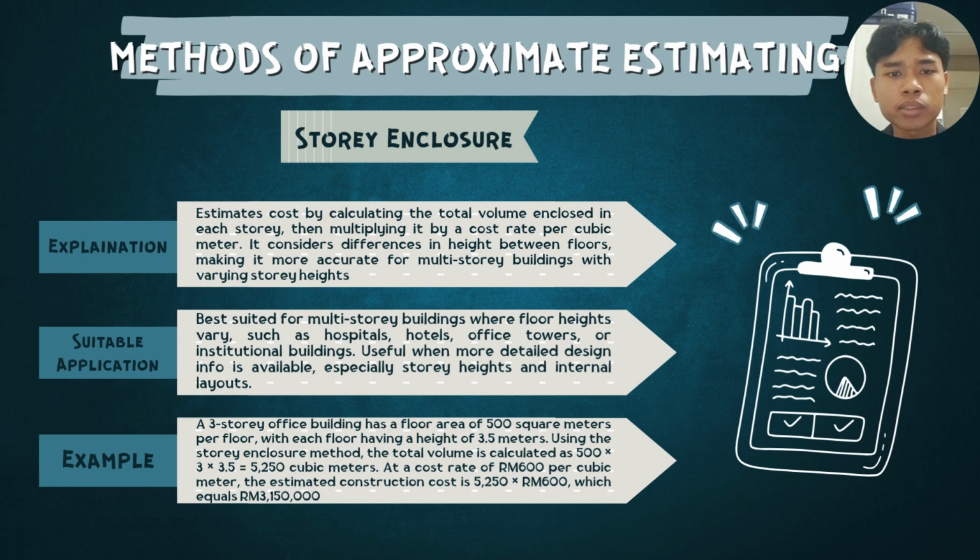For example, a 3-story office building has a floor area of 500 square meters per floor, with each floor having a height of 3.5 meters. Using the story enclosure method, the total volume is calculated as 500 times 3 times 3.5, equal to 5,250 cubic meters. At a cost rate of RM 600 per cubic meter, the estimated construction cost is 5,250 times RM 600, which equals RM 3.15 million.